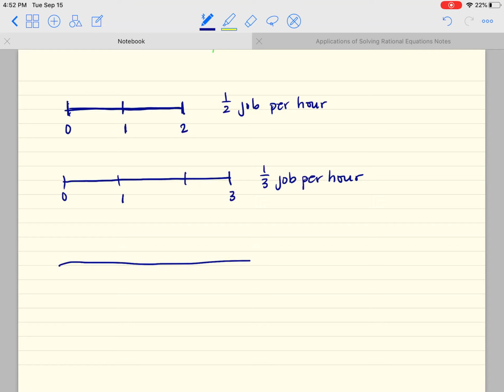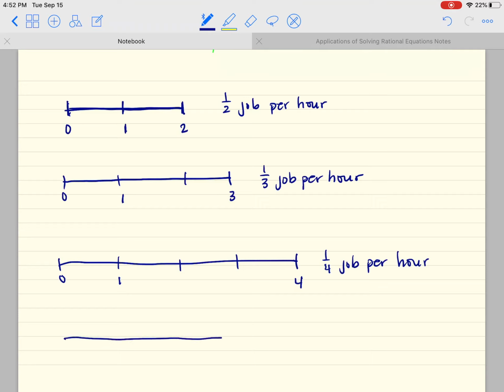And what if we did, let's say 4 hours? Let's say it took 4 hours to complete a job. How much of the job would be done in 1 of those hours? Well, that would be 1/4 of a job per hour. Maybe you're seeing the connection, okay?